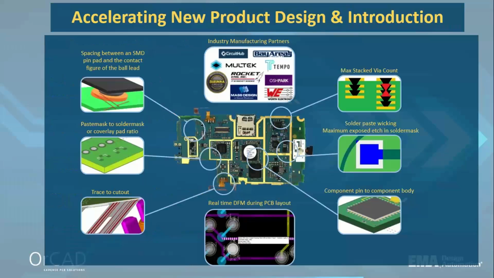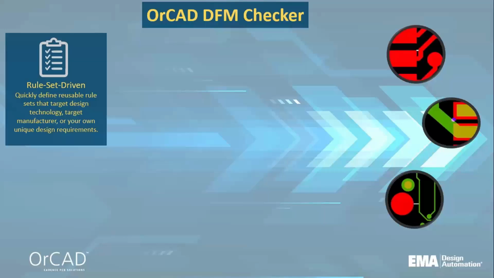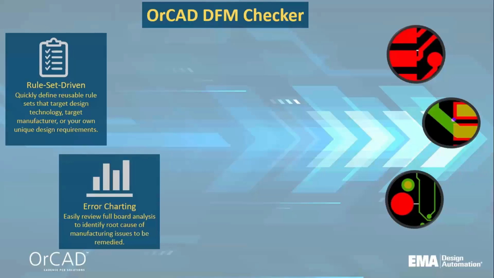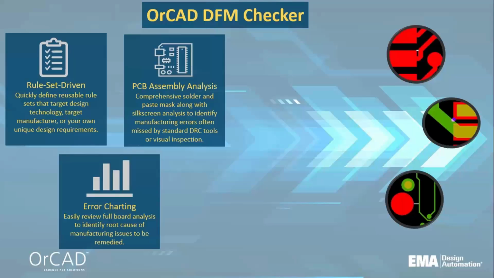Accelerating new product design, this is important when you're laying out your boards. When you're getting ready to go to manufacturing, you want to check to find out if you've got manufacturing errors. We have a really nice DFM tool, DFM Checker. It's rule set driven. It's quickly defined reusable rules that you're going to set up in your design. Error charting, so we can chart the errors that are going to happen per your design.